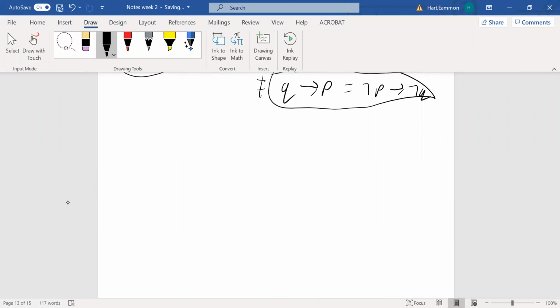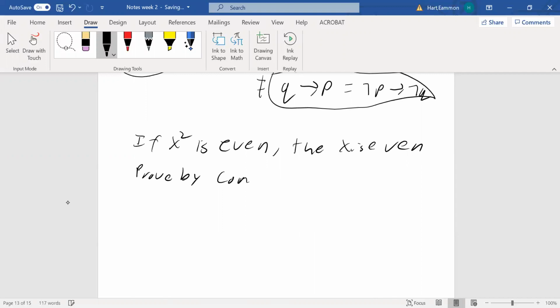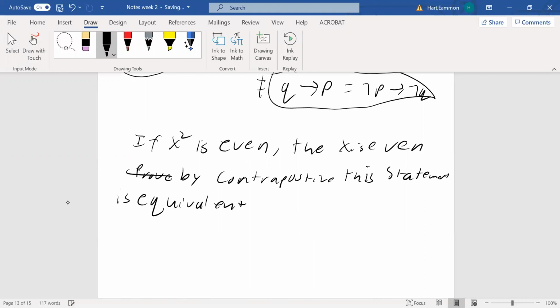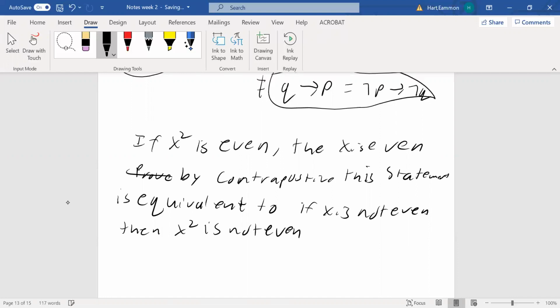So if I want to prove that if x squared is even, then x is even, then instead I can prove by contrapositive this statement: if x is not even, then x squared is not even. For this whole thing, x is an integer.